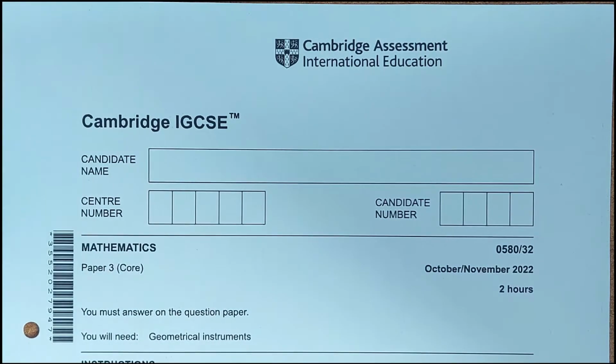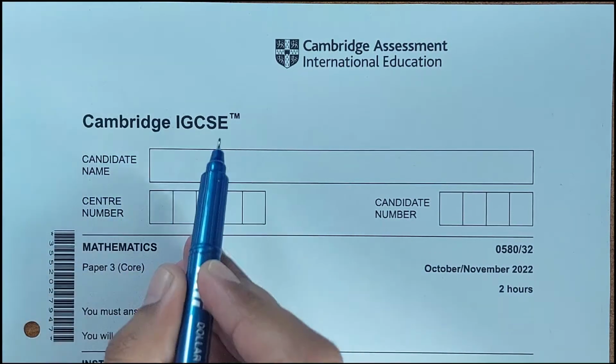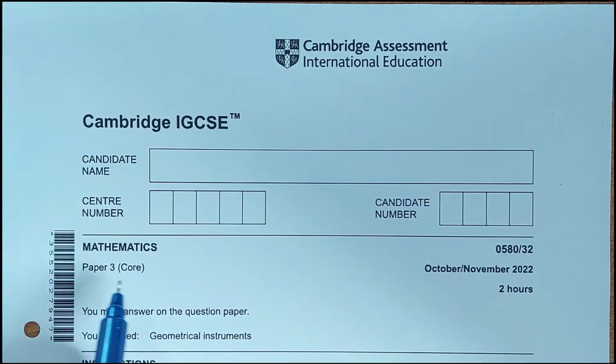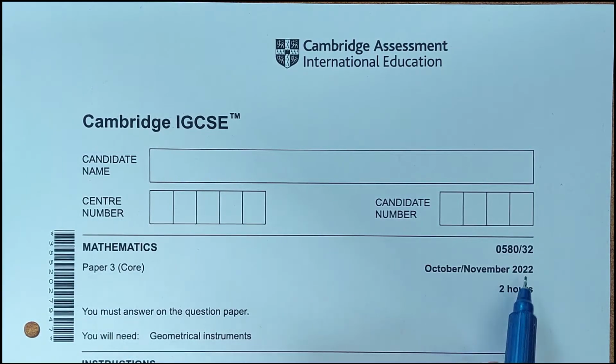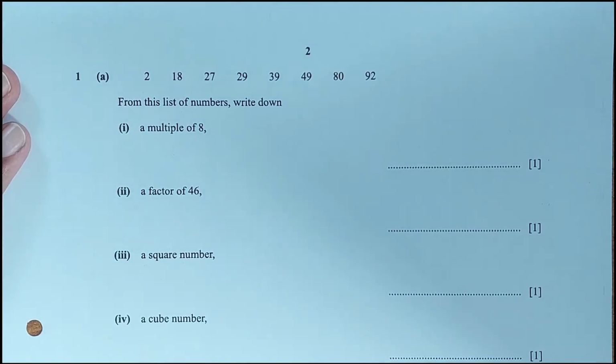Hi everyone, in this video I'm going to solve Cambridge IGCSE Mathematics Paper 3 Core, October-November 2022 session, Paper 3-2. So let's start with the first question. Question number 1, part A.